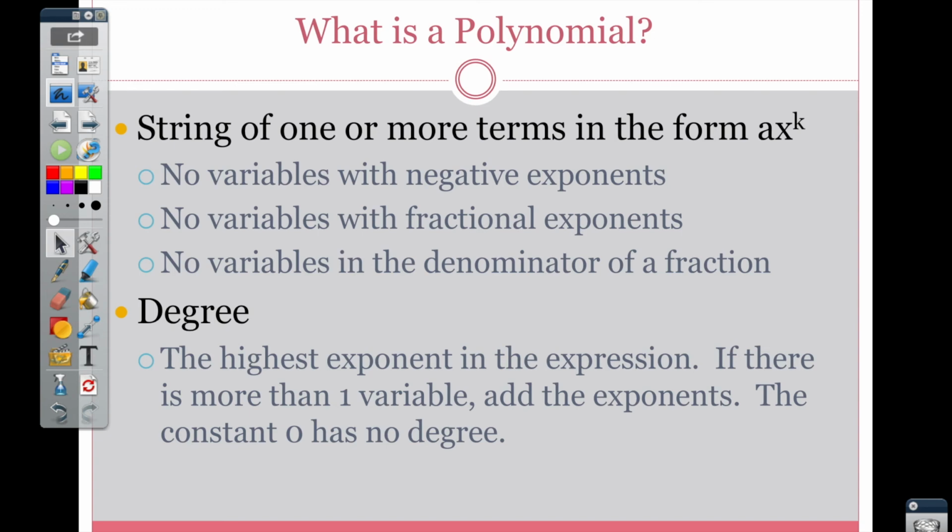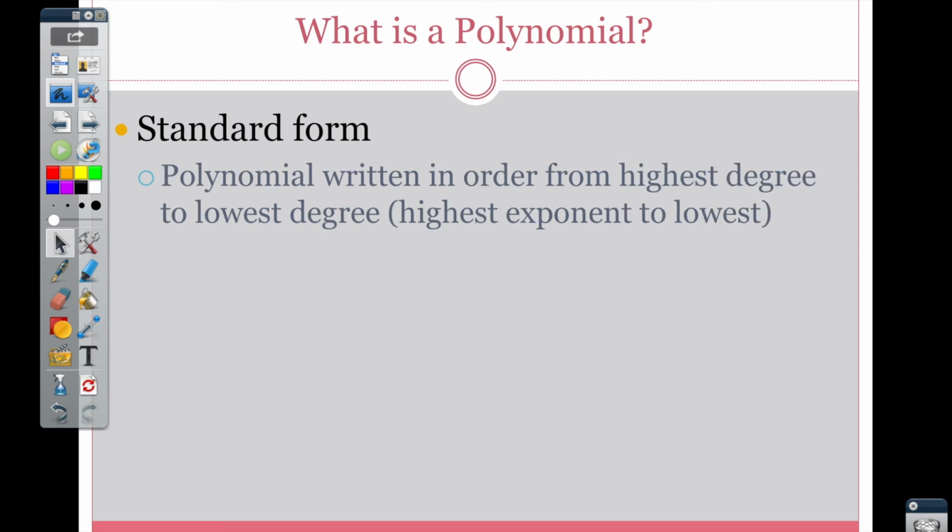Degree: the highest exponent in the expression. If there is more than one variable, add the exponents. The constant 0 has no degree. Standard form: polynomials written in order from highest degree to lowest degree, or highest exponent to lowest exponent.